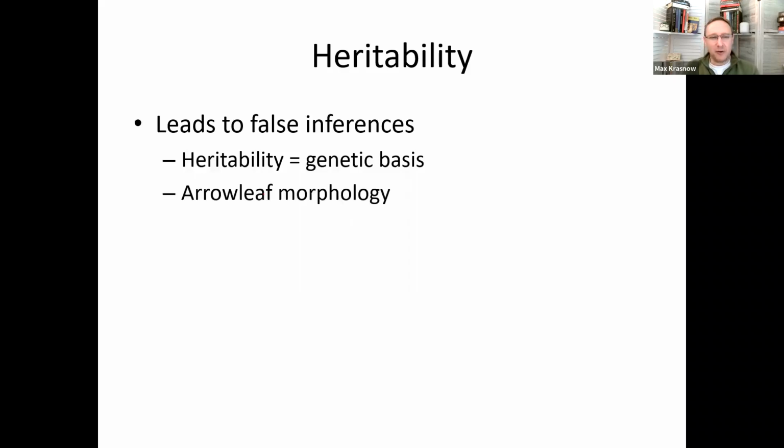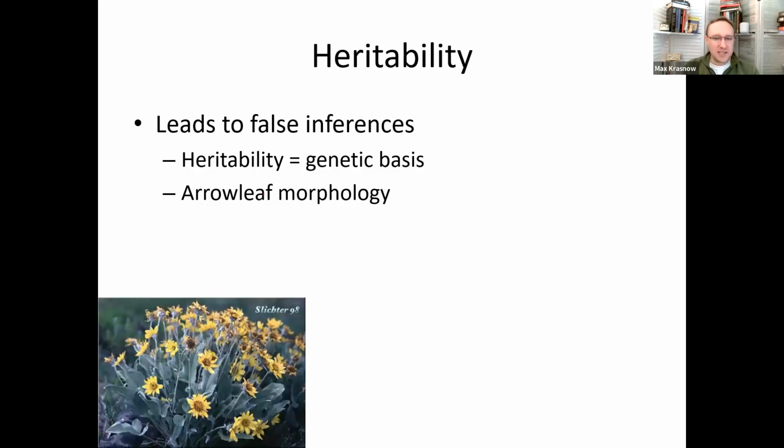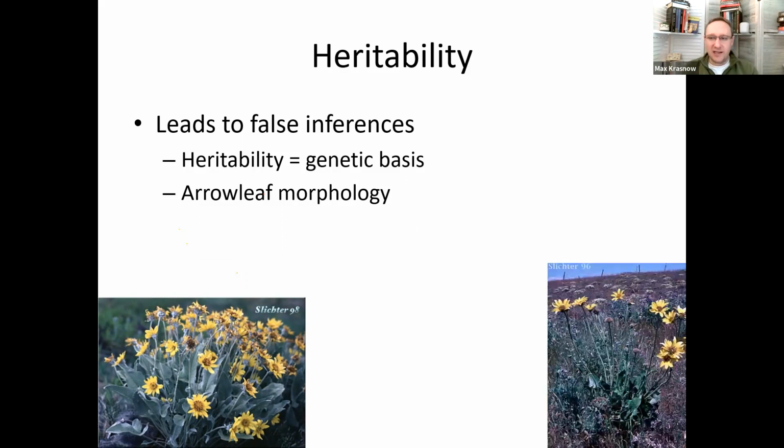But consider the arrowleaf plant. The arrowleaf is an interesting plant because it grows differently depending on how much water it gets. If it grows in a really moist environment, like near a river or a stream, you get these short, stubby stems with broad leaves. In contrast, if it grows in a very dry location, you get these tall stems with short, thin leaves. That's variation in the trait, right?